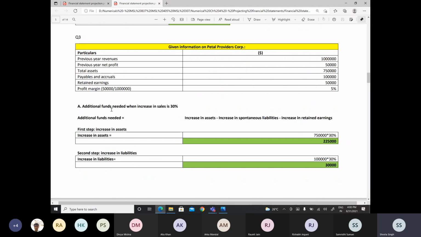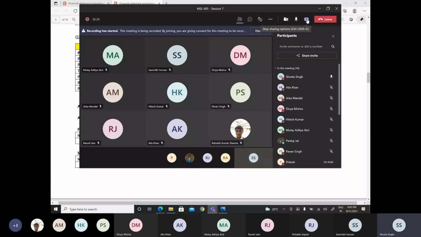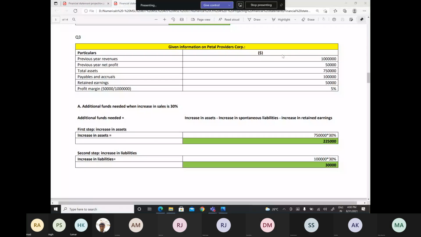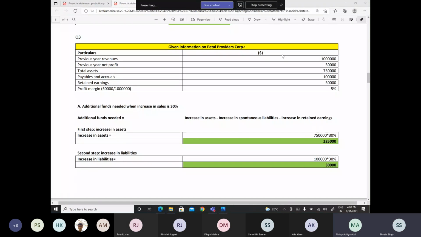So now we want to understand how much of additional funds would be required. I guess the screen is not visible. Screen is not visible. Just a second. Why is it not visible? Is it visible now? Yes, ma'am.